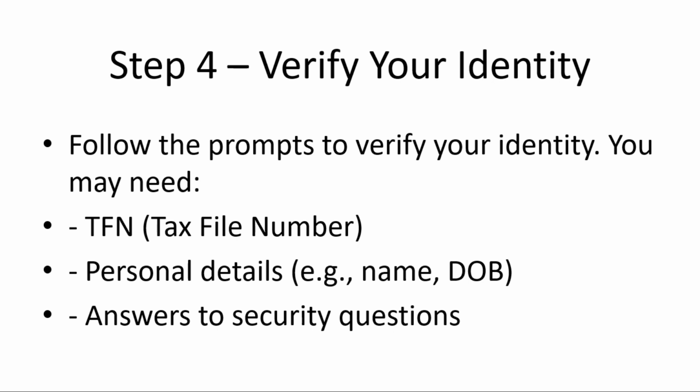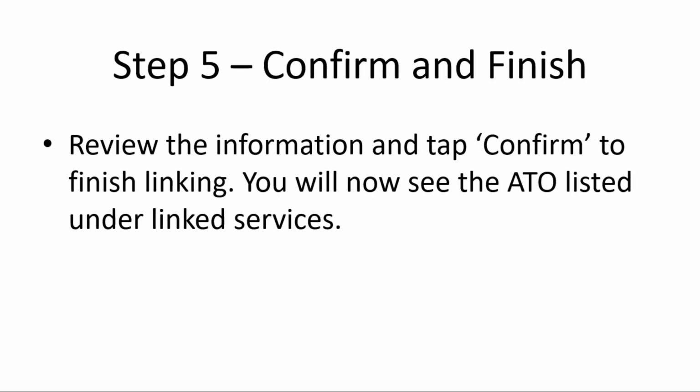Next, you'll need to verify your identity. Have your TFN, date of birth, and other personal details ready. You may also be asked to answer security questions to confirm your identity. Once your identity is confirmed, review the details on the screen. If everything looks correct, tap Confirm. Your ATO account will now be linked to your MyGov account.